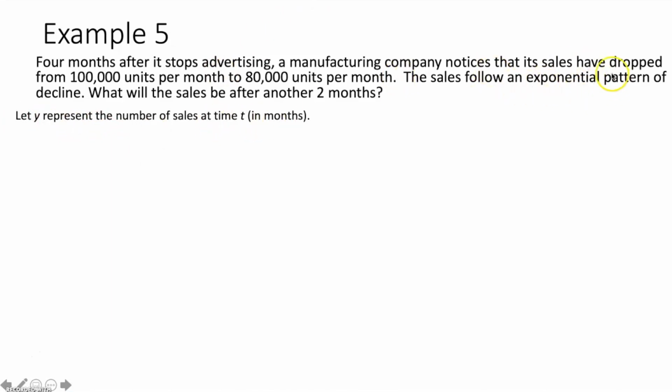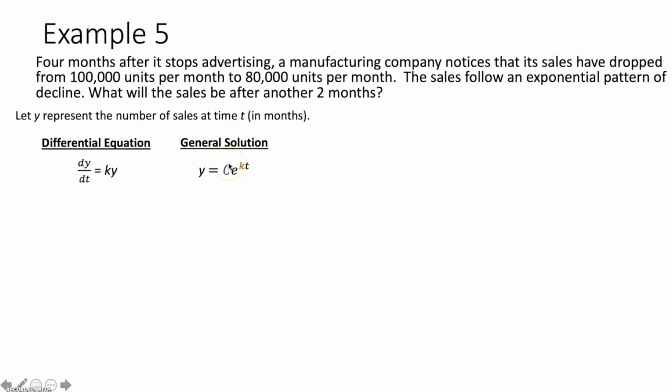Because the sales follow an exponential pattern of decline, we know that this indicates a proportional rate of change, meaning we should be able to use the general solution to this differential equation, the exponential growth and decay model, to help us solve this problem. In this model, we have two constants, C and K, that we need to find in order to use it. So, which one do we find first? Well, we typically try to find C first.